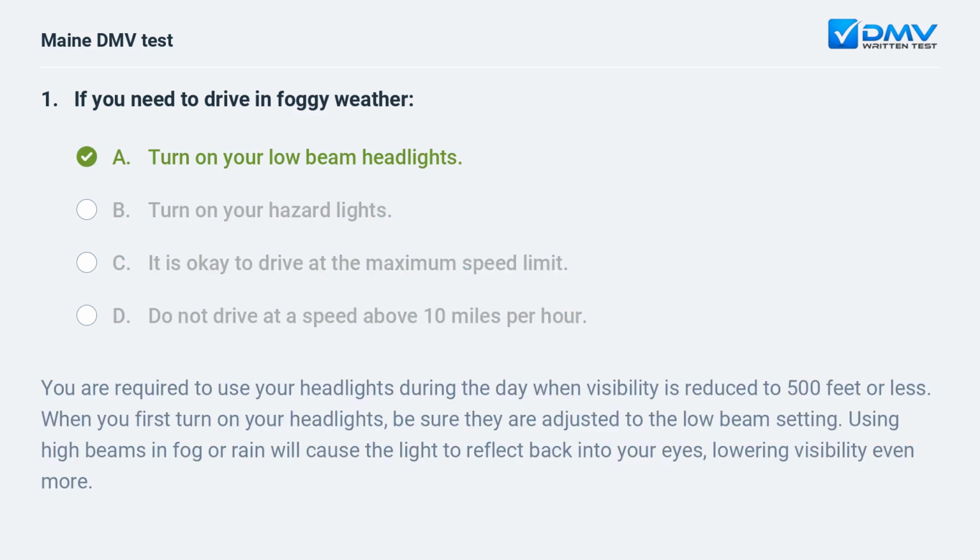A. Turn on your low-beam headlights. You are required to use your headlights during the day when visibility is reduced to 500 feet or less. When you first turn on your headlights, be sure they are adjusted to the low beam setting. Using high beams in fog or rain will cause the light to reflect back into your eyes, lowering visibility even more.